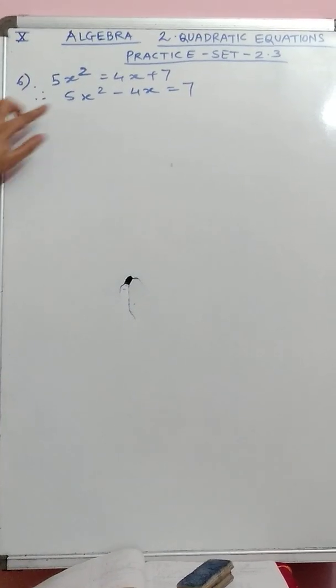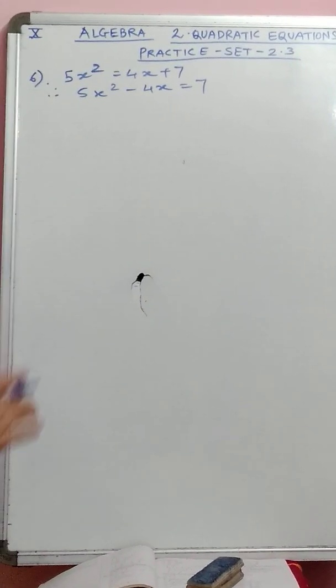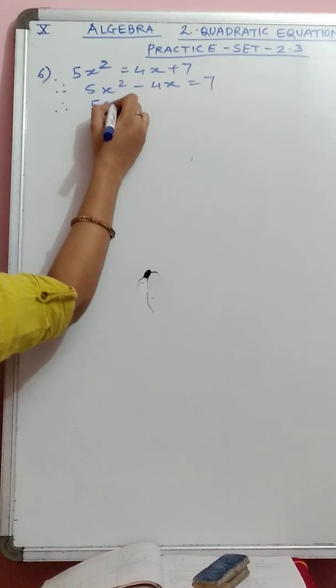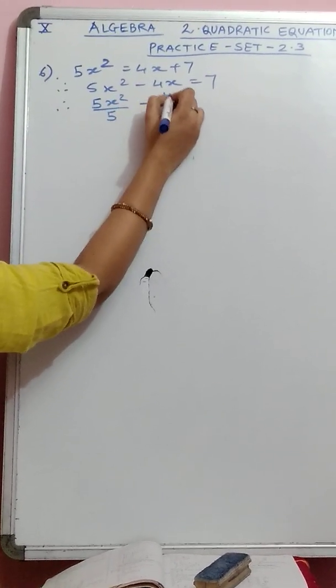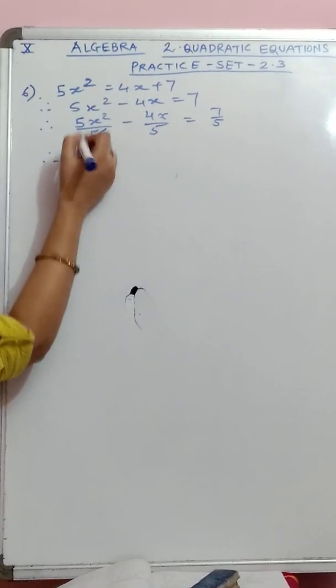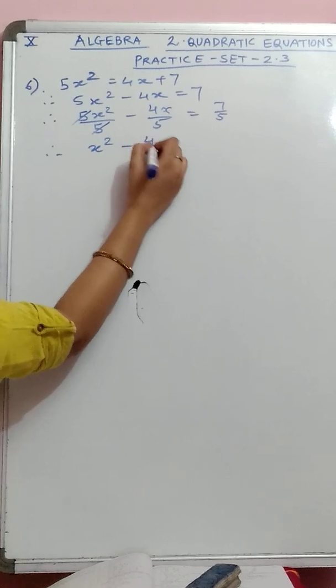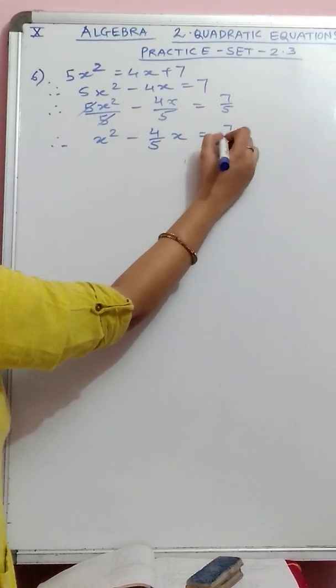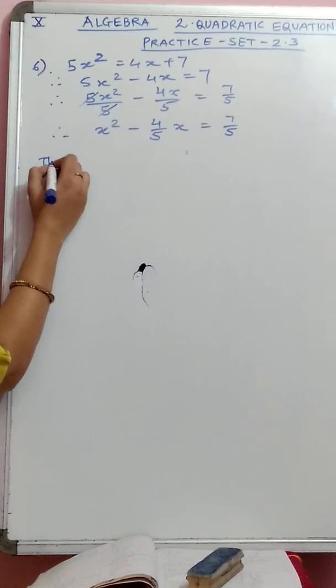Okay. Now going to divide by 5 the whole equation. What you will get is 5x square upon 5 minus 4x upon 5 is equal to 7 upon 5. Therefore 5 will be cancelled. This is x square minus 4 upon 5x is equal to 7 upon 5. Now I am going to find the third term.